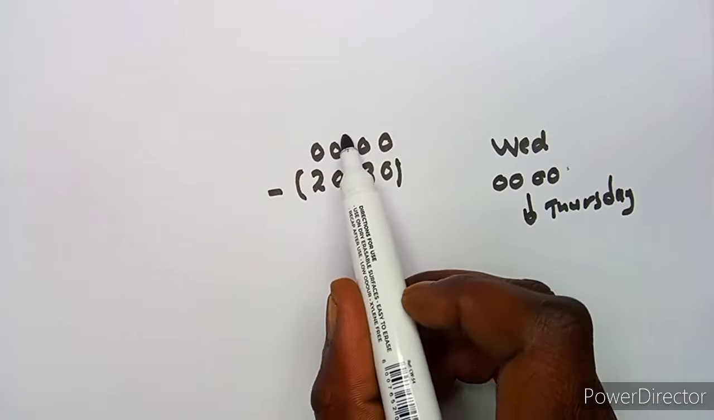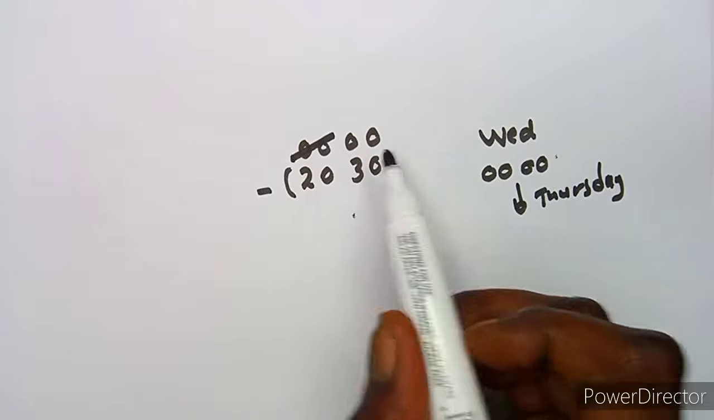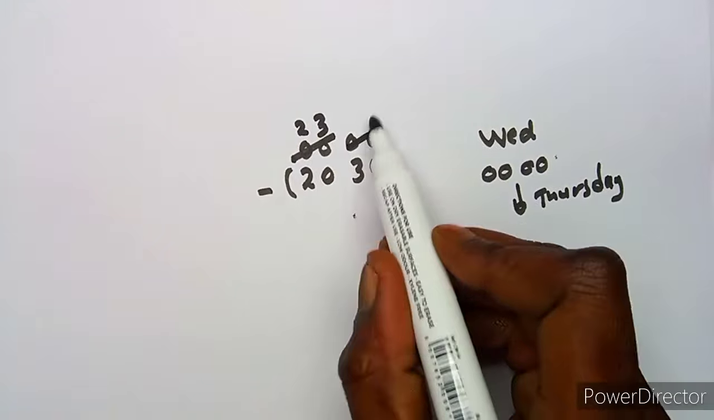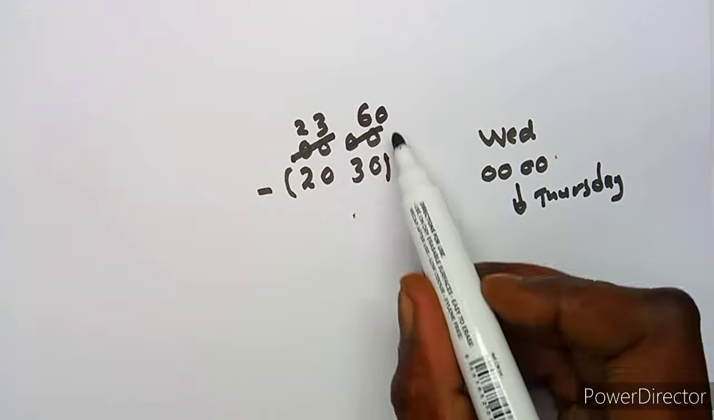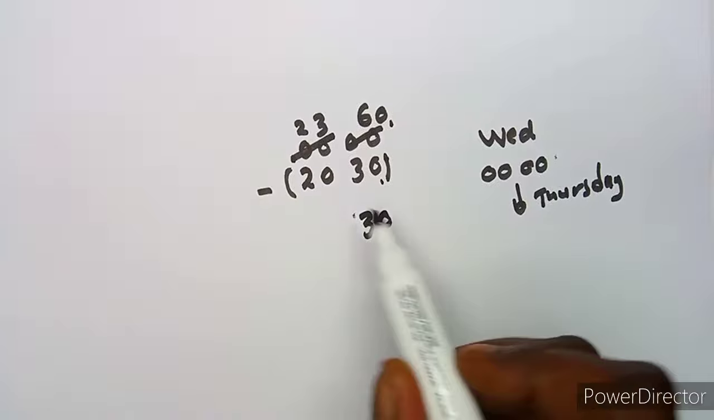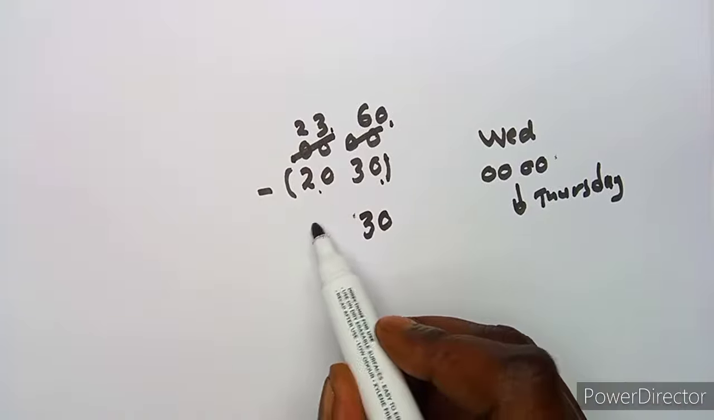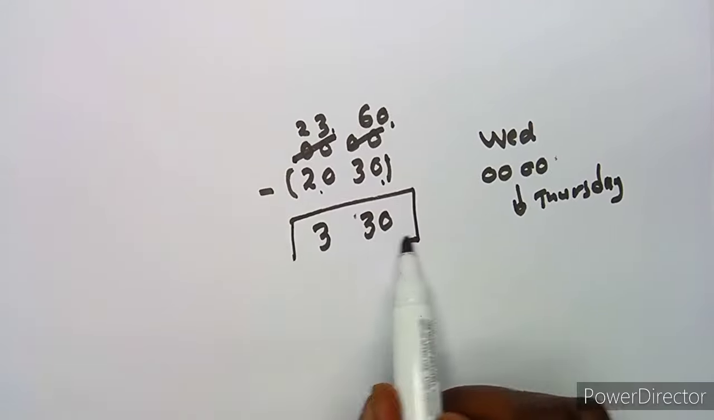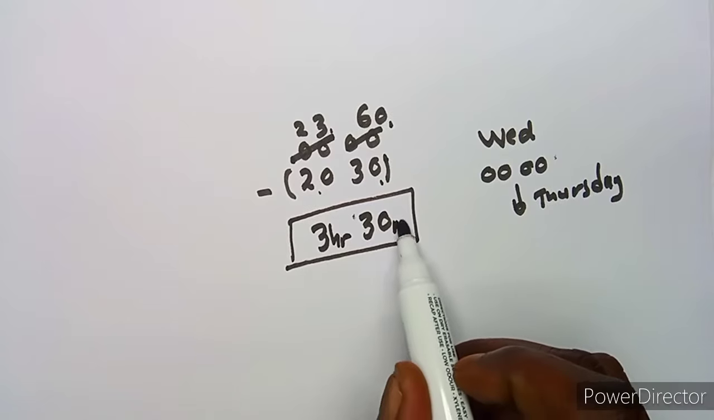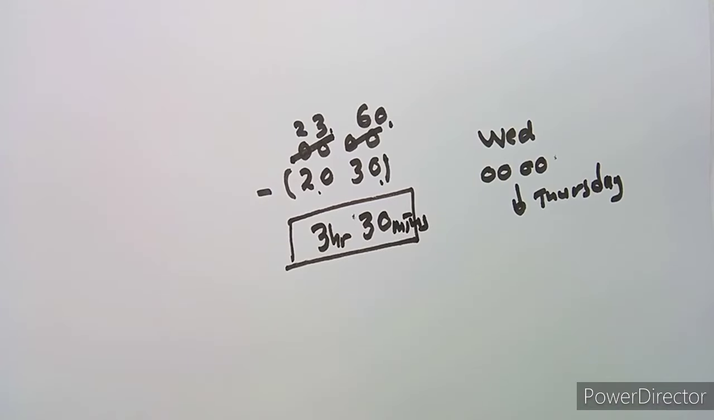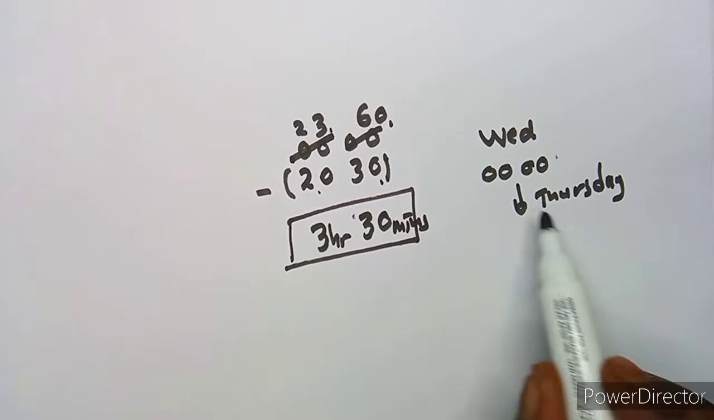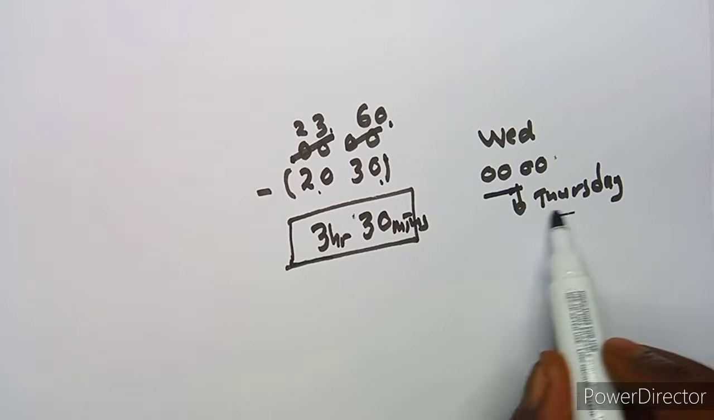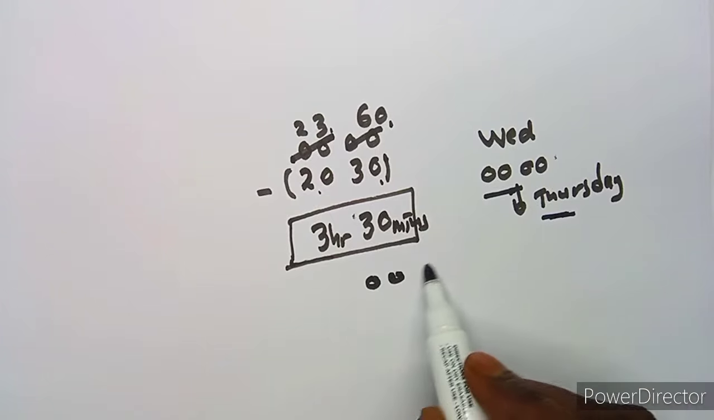So 0:00 cannot, so you're going to take 1 hour here. You're going to be left at 23. If we take 1 hour, which means we've got 60 minutes here. So 60 minus 30, guys, this is direct 30. 23 minus 20, this is direct 3. Which means it took 3 hours 30 minutes to cover from 20:30 up to 12 in the midnight, which means after covering 3 hours 30 minutes, we are now on Thursday, which is 0:00.